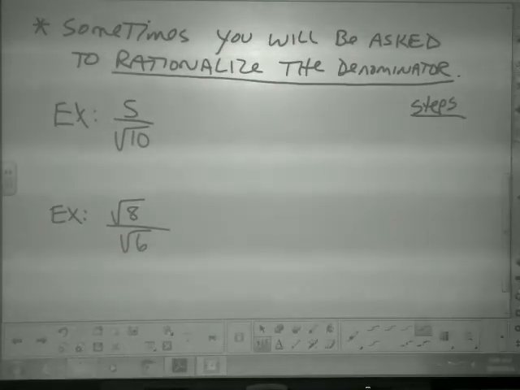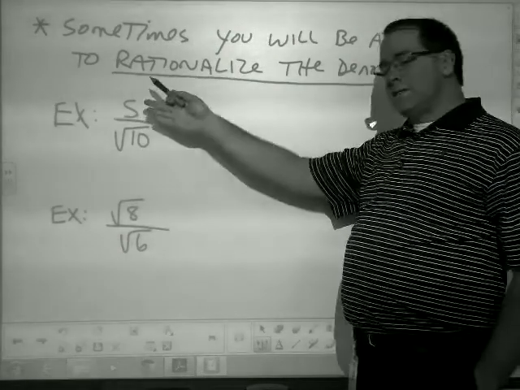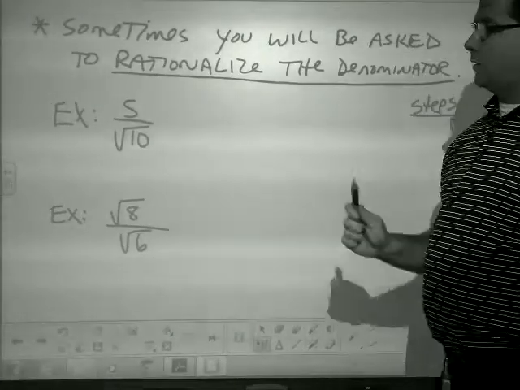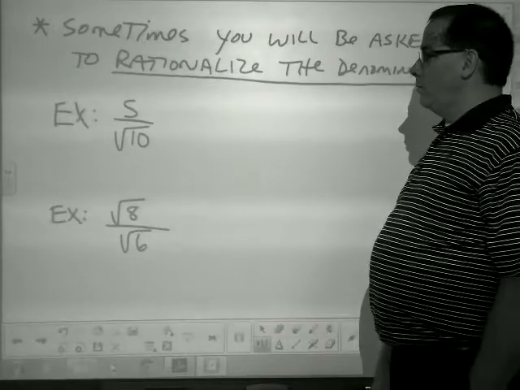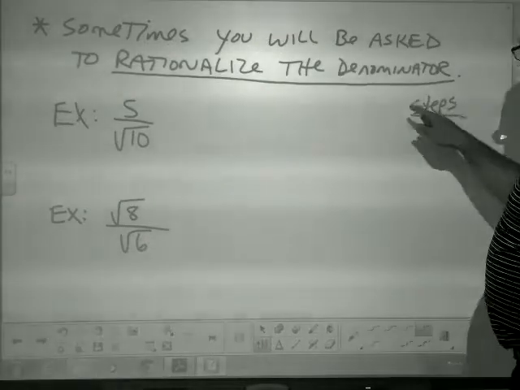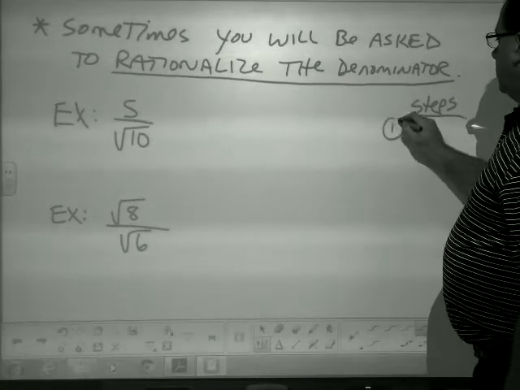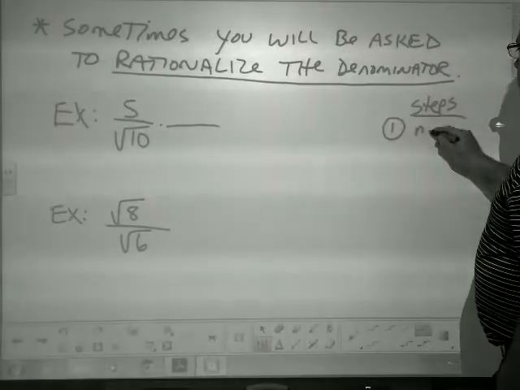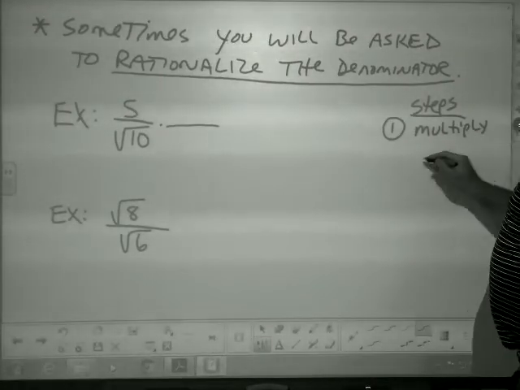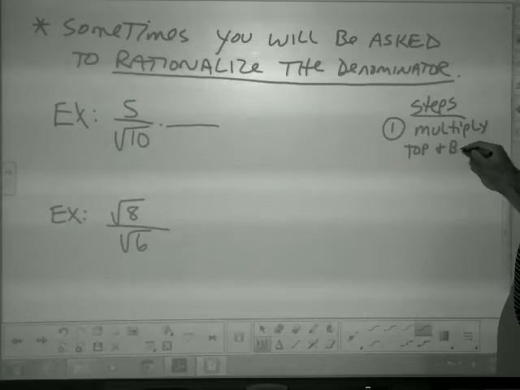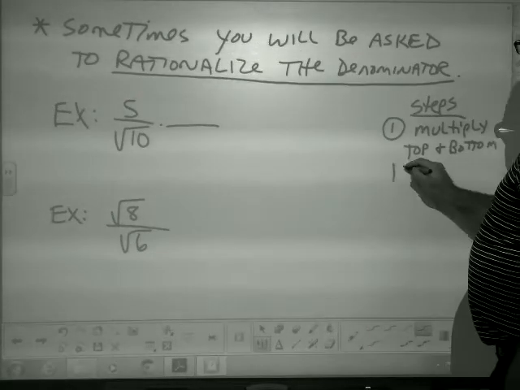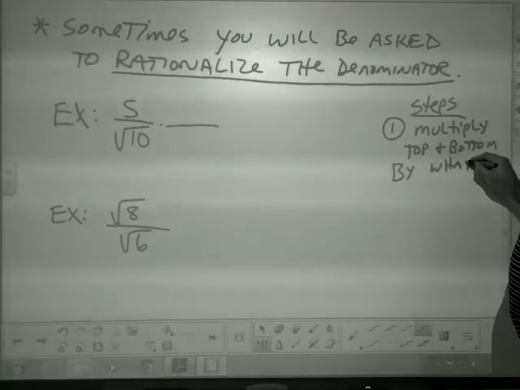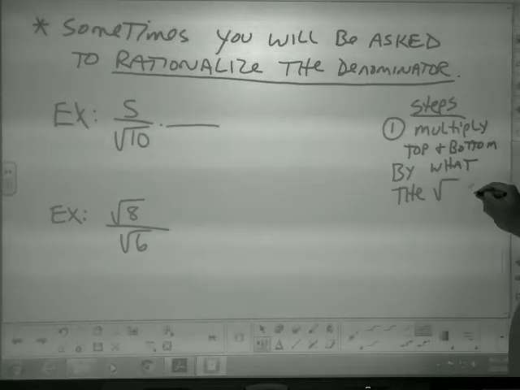So, the first thing, and we're going to start out just with a basic square root problem. After Columbus weekend, we will get into more of a, what if that looks a little bit different. But, first step, you're going to multiply top and bottom by what the radical on the bottom is.